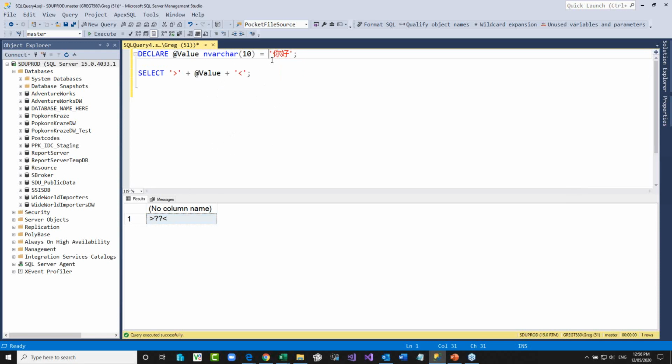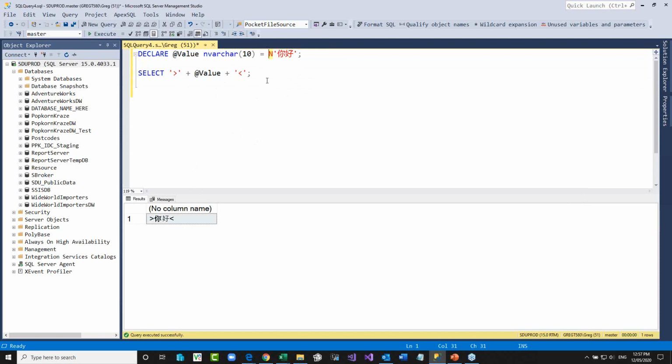Sorry, I should put that in my English keyboard. So if I put that there, notice it then works, right? So you may have seen in lots and lots of bits of SQL code and things like that, this sort of N sitting in front of character strings. And you may have wondered, what on earth is that N there for?